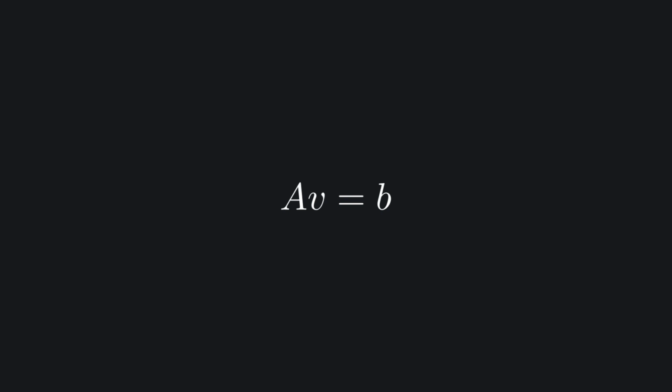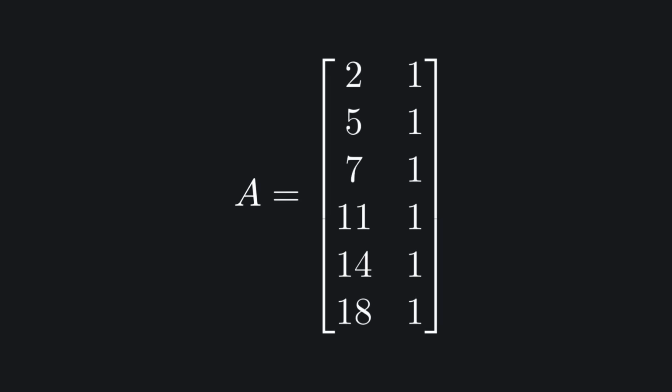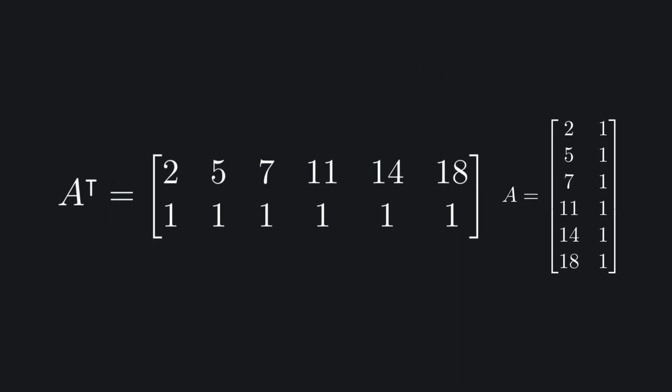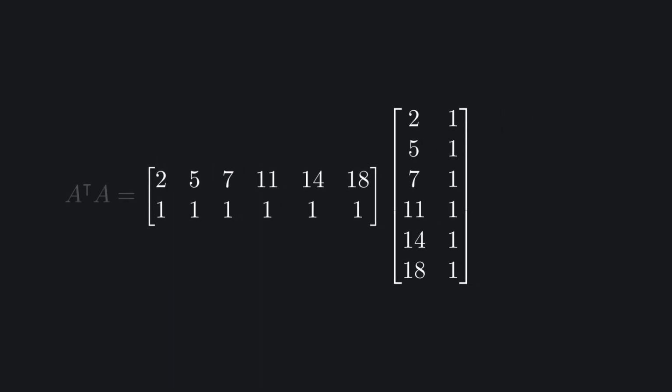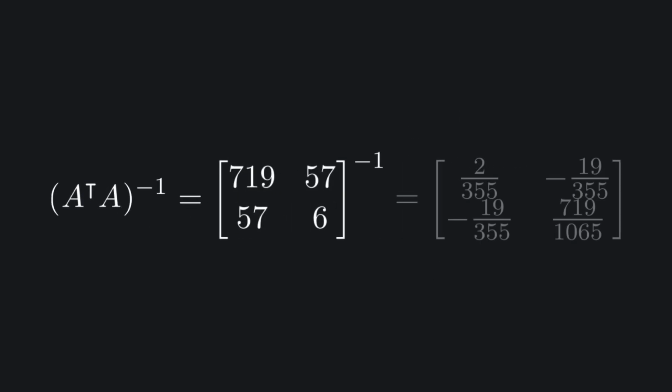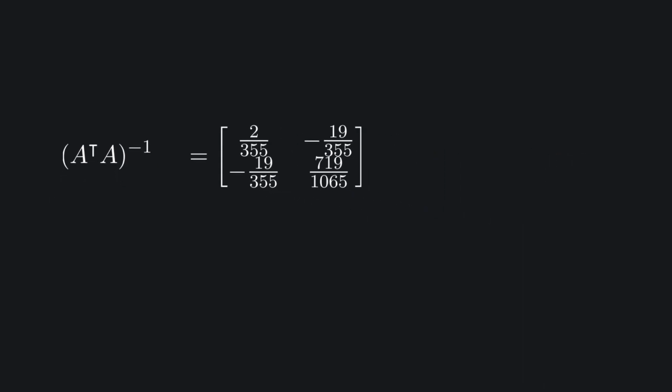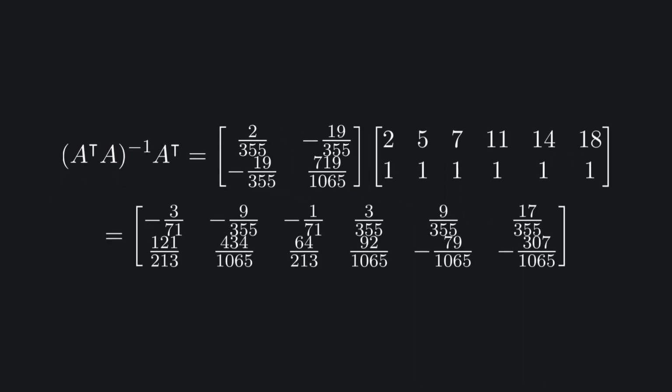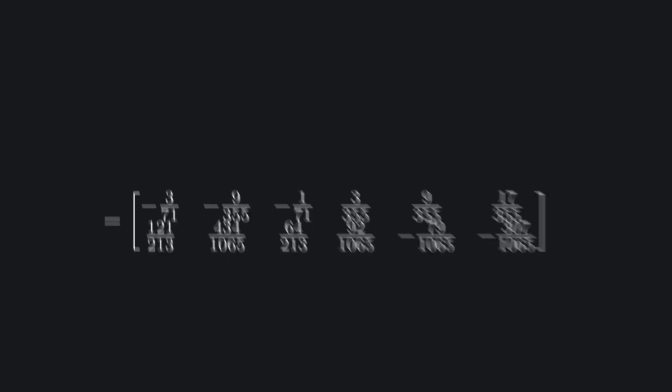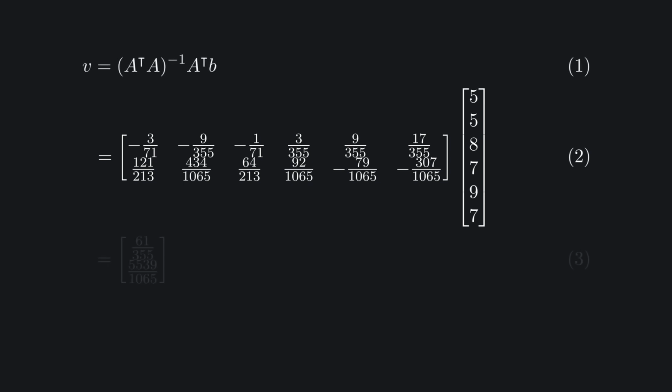We start with the equation AV equals B. From that, we take the original matrix A and we transpose it so that we get A transposed. We then multiply A transposed by A. We then invert the product and then multiply that inverse by A transposed again. Let's call this product, A transposed times A, all inverted, times A transposed, the pseudo-inverse. And finally, we multiply the pseudo-inverse by B.